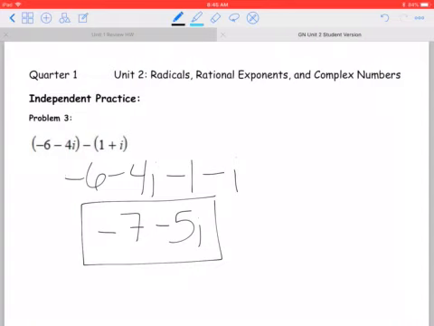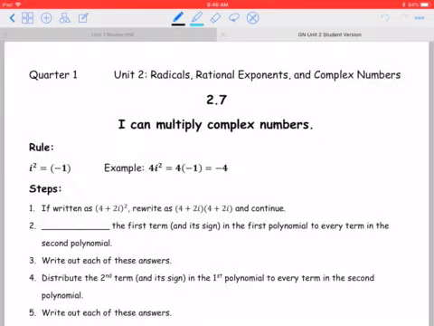Okay, that was super easy. Homework should be super fast with that. Biggest concept is understanding what i is. Our next section, we're just going to multiply these.